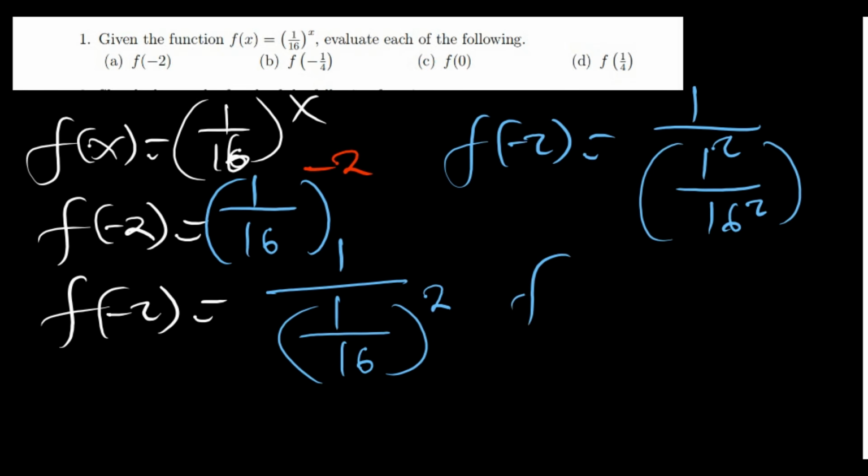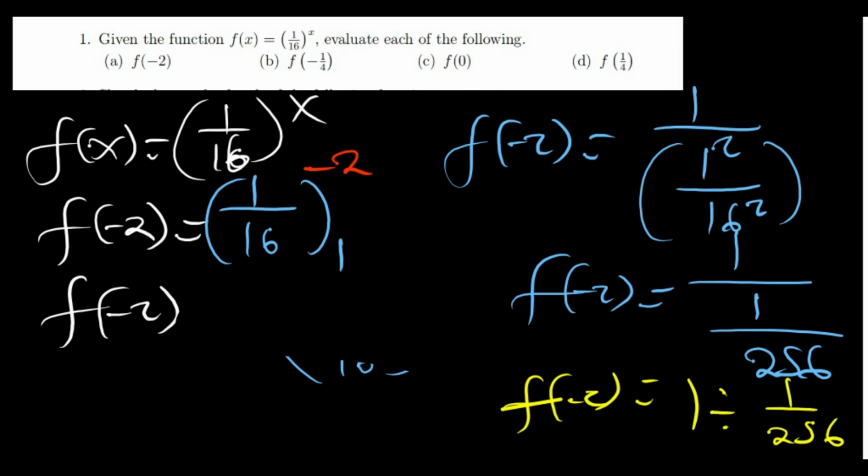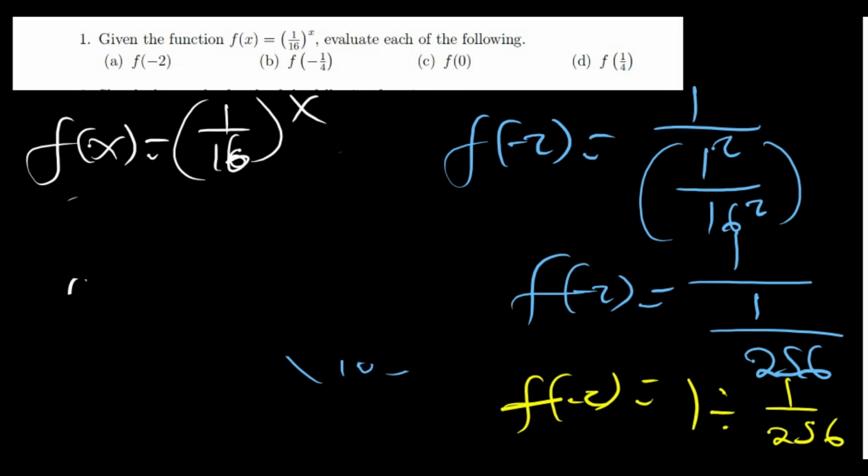So f of negative 2 now is going to have 1 on top. 1 squared is 1. Now what is 16 squared? 16 squared is 256. So I'll put 256 here. Now I have f of negative 2 equal to 1 divided by 1 over 256.